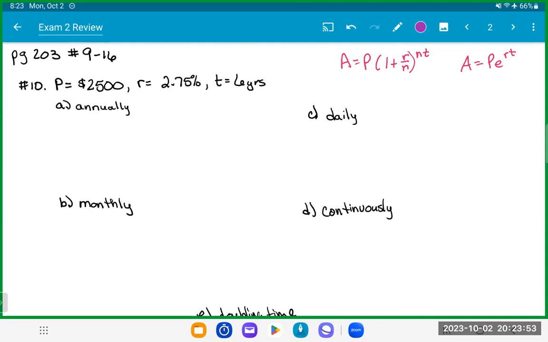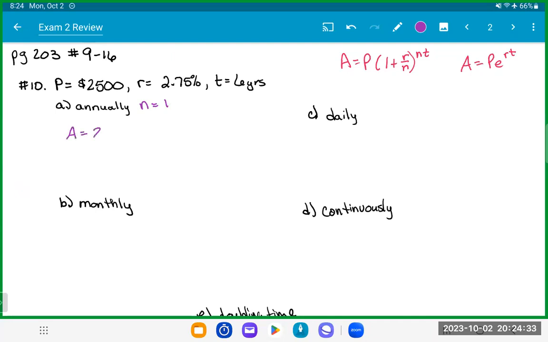If you want to work other problems like this one, you can go to page 203 in your textbook and work problems 9 through 16, and that will give you a good solid understanding of how to do this problem on the exam. So for this one, we have a principal of $2,500. Our rate is 2.75%, and we want to know what our growth will be after 6 years. Okay. So if we're looking at annually, then my n is equal to 1 because I'm going to compound only 1 time per year.